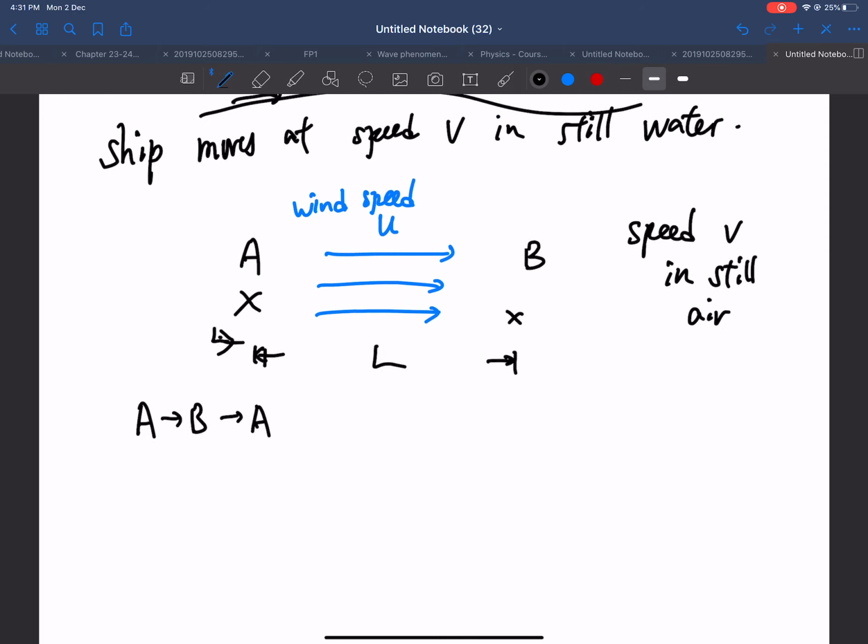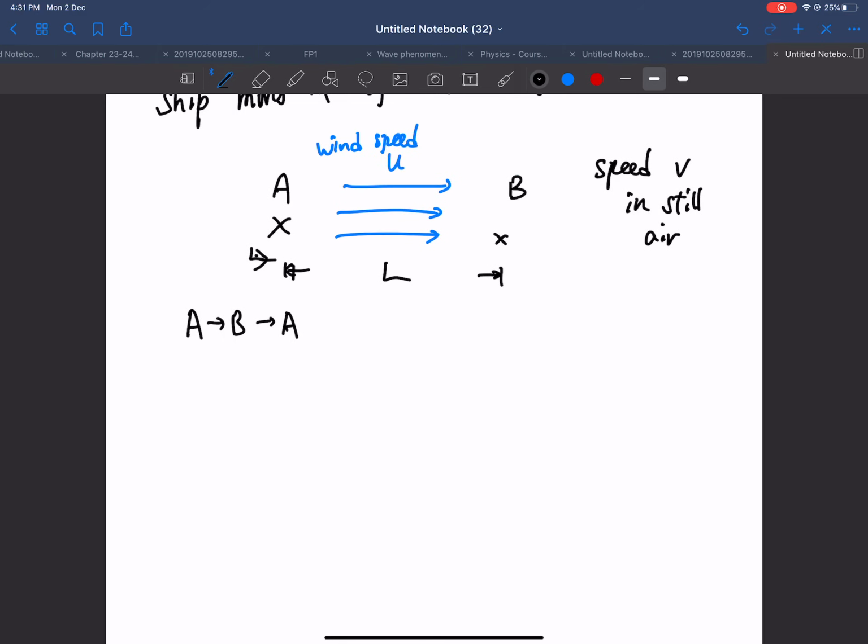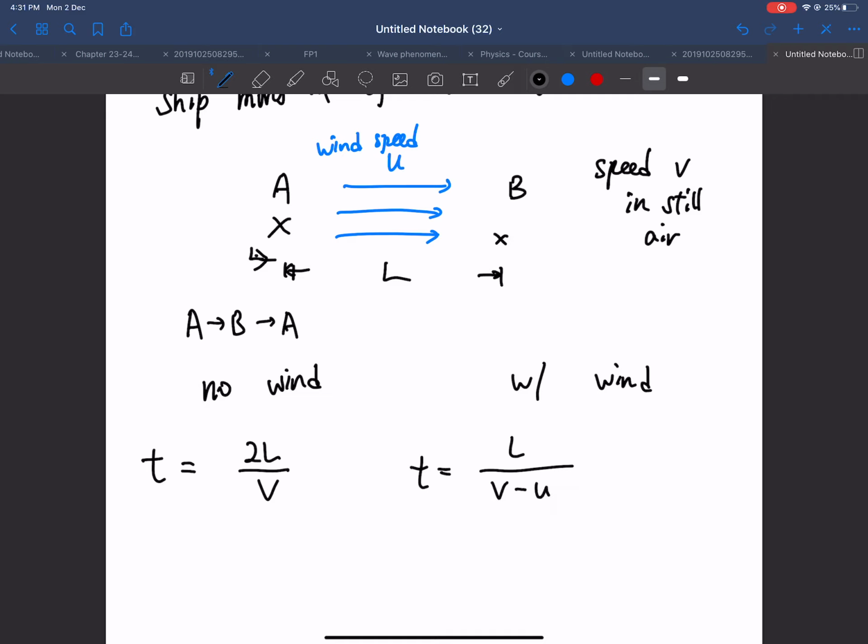So let's do some calculation using mathematics. If there's no wind, the total time should be 2L over V. This is very simple. With wind, you need to divide the time into two parts: one speed is V minus U, and the other speed is V plus U. Then you need to compare these two times.